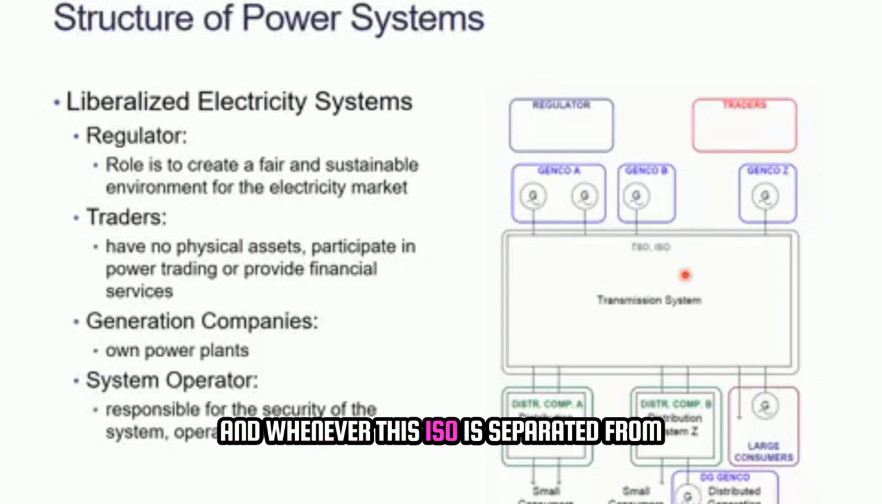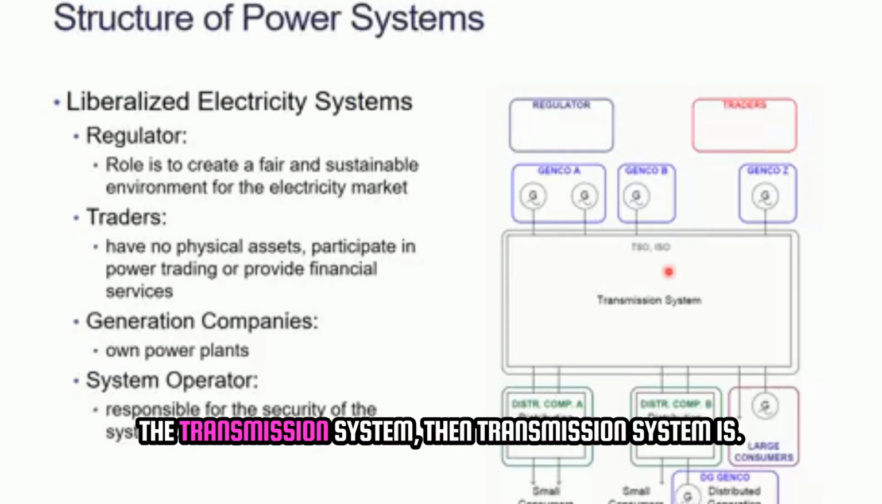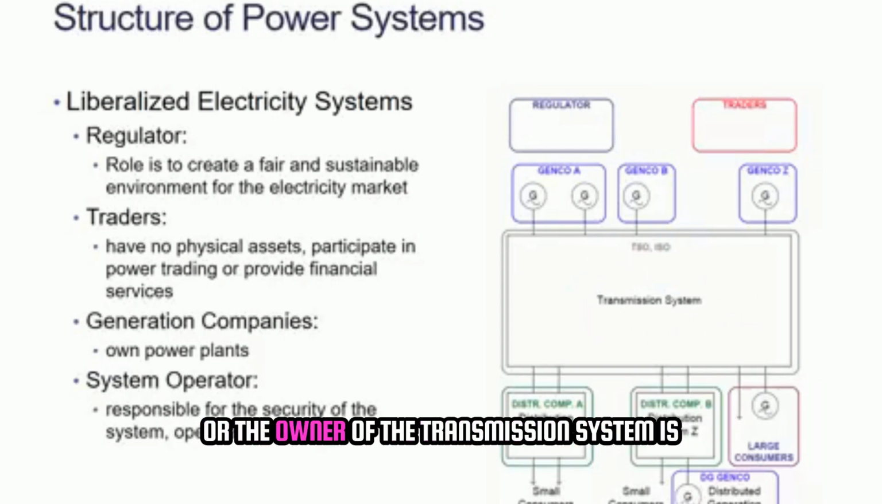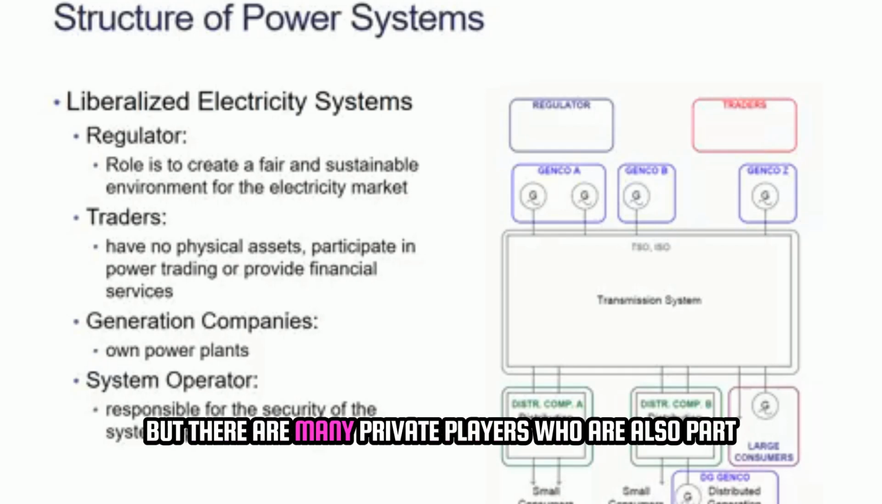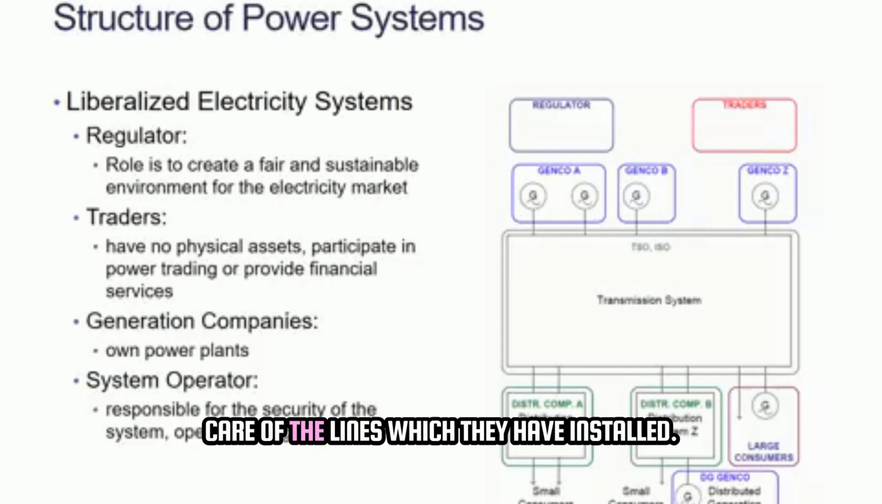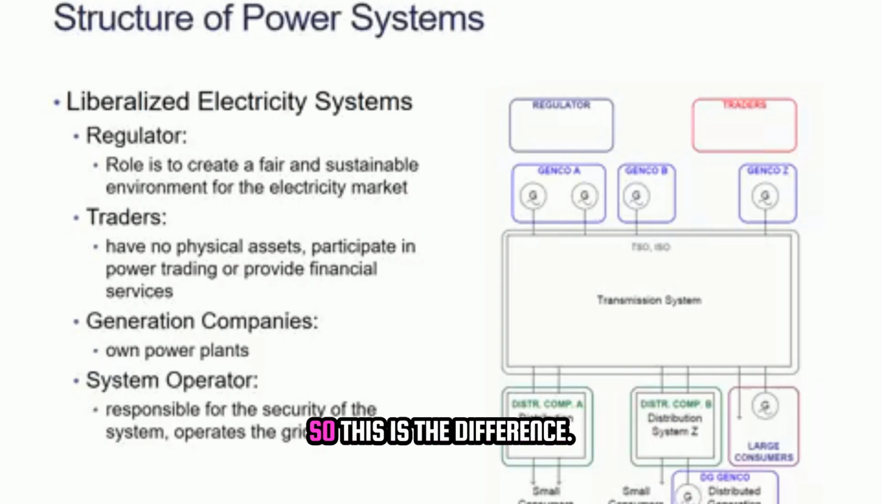And whenever this ISO is separated from the transmission system, then the owner of the transmission system is actually known as CTU, Central Transmission Utility. So this CTU in India is mostly Power Grid, but there are many private players who are also part of CTU, or they are separate CTUs who are taking care of the lines which they have installed. So this is the difference.